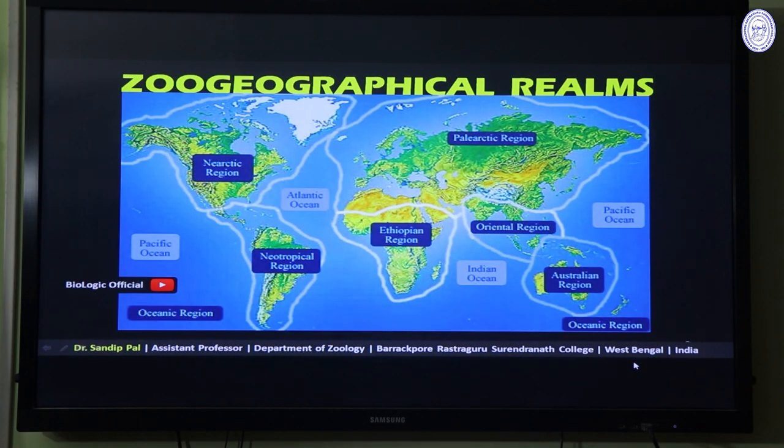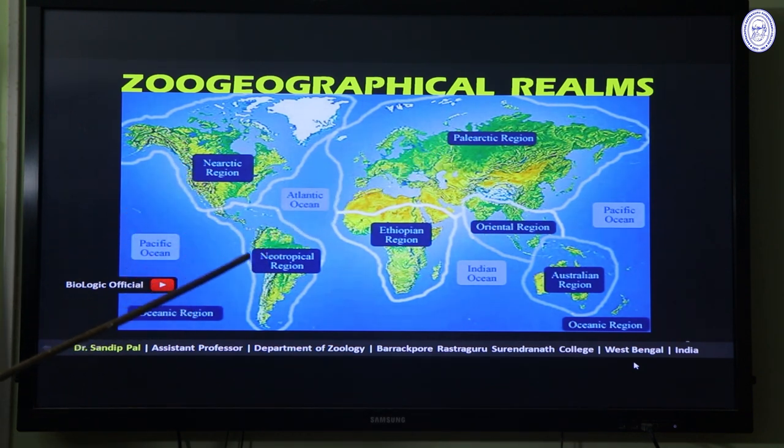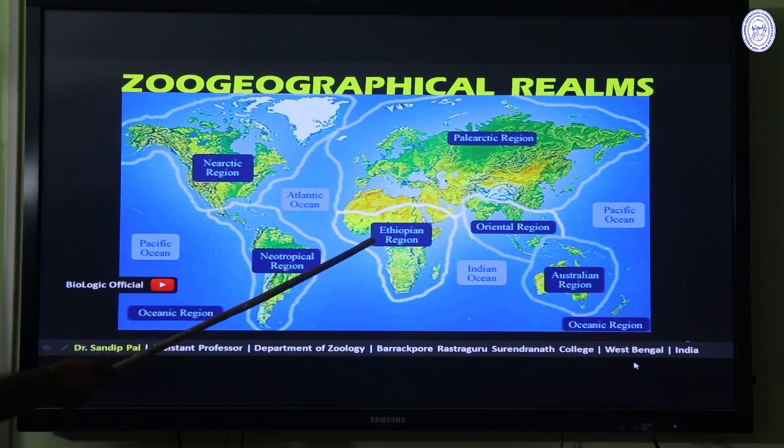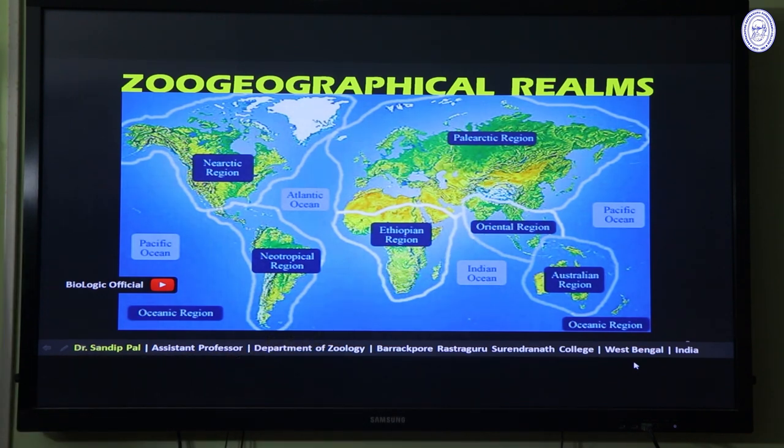So first of all, these are the Zoogeographical realms. As I have said, there are six realms all over the world, and the realms are Palearctic, Nearctic, Neotropical, Ethiopian, Oriental, and Australian. To study this Zoogeography, you need to have at least a rough idea about the world map, about the oceans and about few countries.